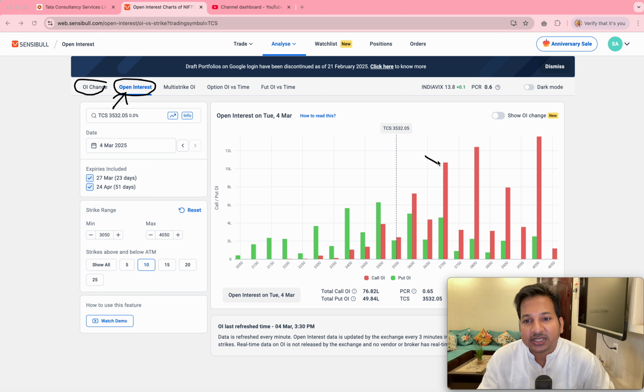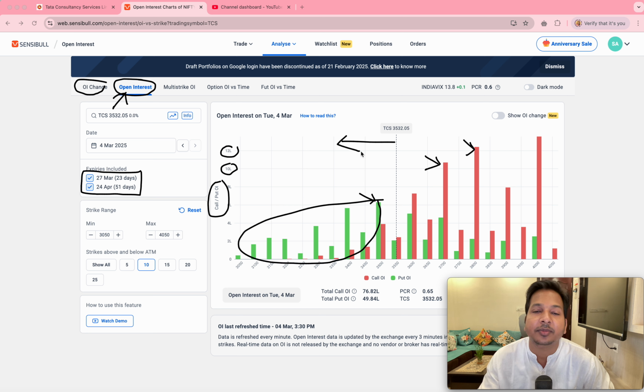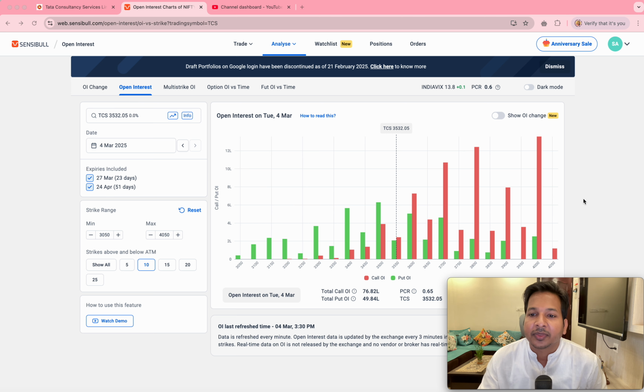Now these red towers show the call option open interest and the green towers show the put option open interest. On this vertical y axis, it is shown as 12 lakh quantity, 10 lakh quantity, like in lakhs. This includes both expiries, current month and next month. Now it is clearly visible that the call side has more OI and the put side has lesser OI. This shows that this stock can go down from here because higher calls are there. Understood?